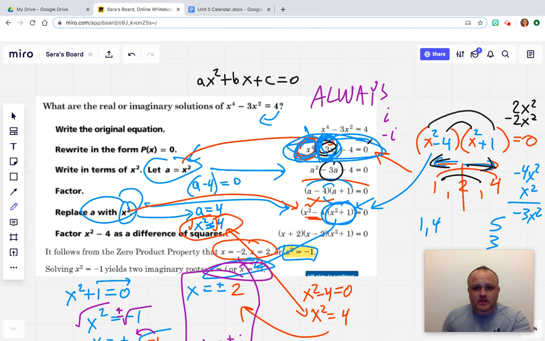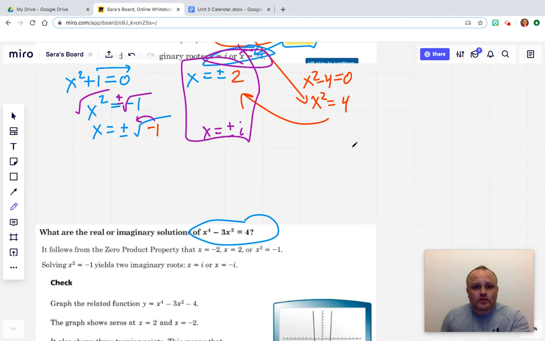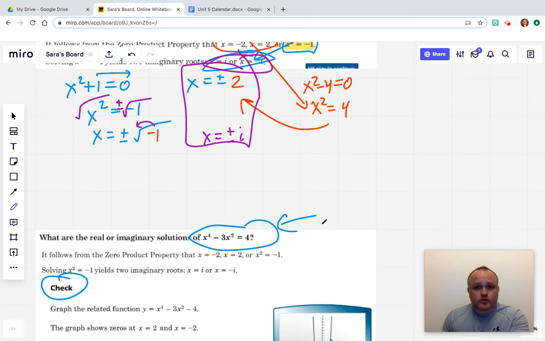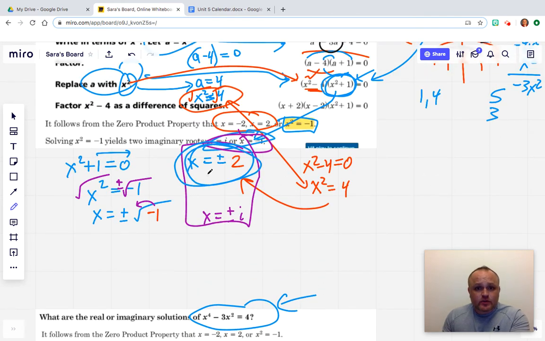So it's the same exact problem, only this right here, you can do it with graphing. So to check it, you can always graph it. And notice that we have this graph from this equation, and the graph only shows the x-intercepts of -2 and +2. And just a reminder, the reason why those are the only two is because these were the real answers. This was the imaginary.